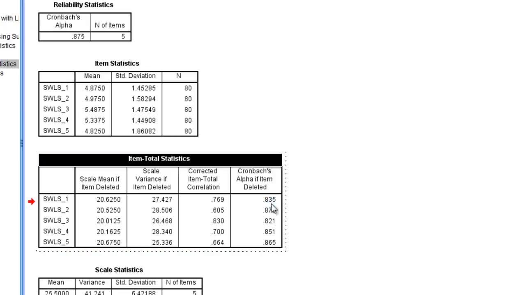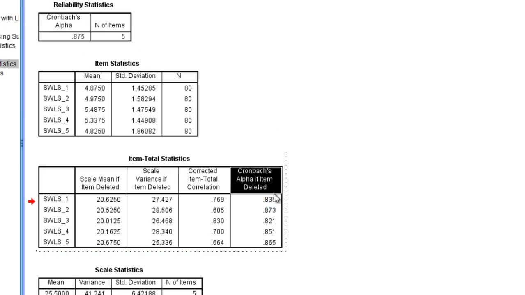And what this column, Cronbach's alpha if item deleted, shows us is what the alpha would have been if the item was not included in the scale. And notice here that for the first item, alpha would have been 0.835 or 0.84, and you can see that in reality it was 0.88, so alpha went up with that item being included. And you can see with all of these, looking at it from the other perspective, alpha would have dropped or gone down if any of these items was not included.